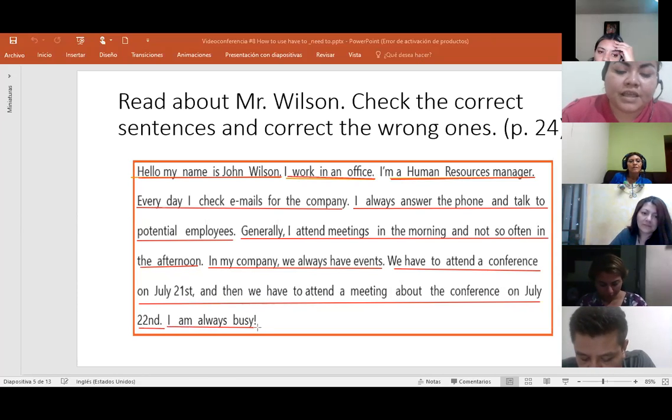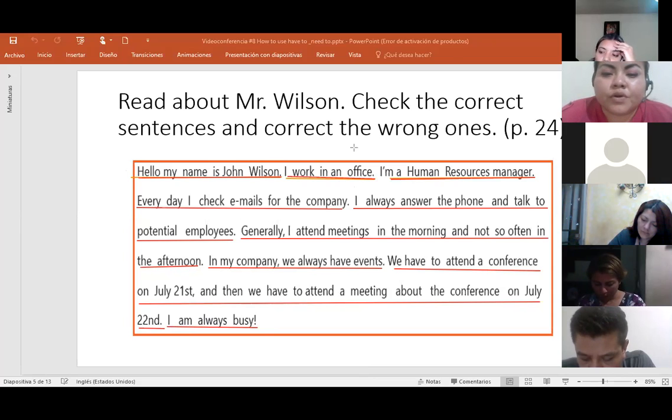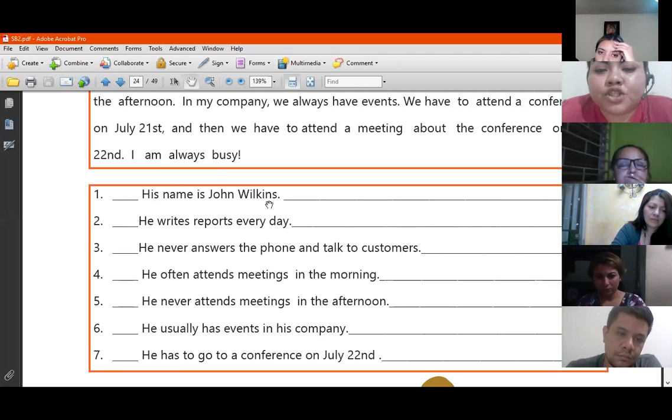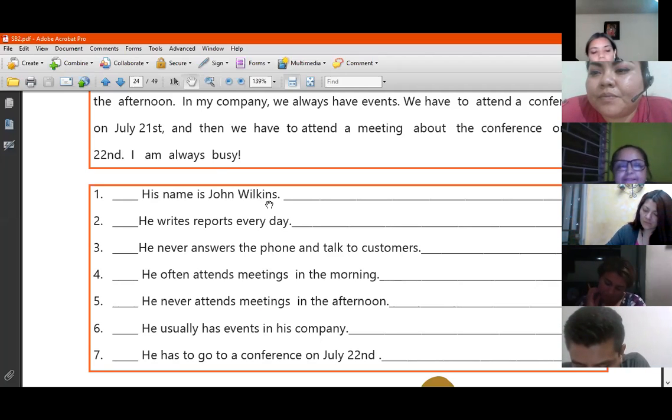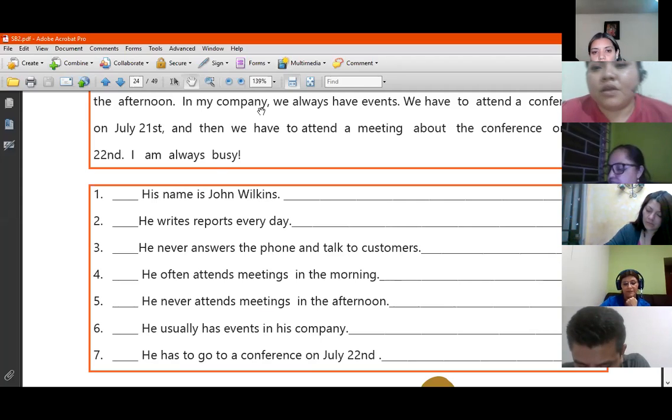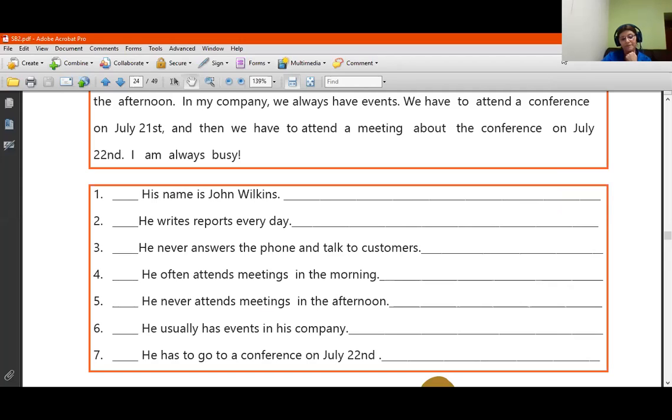Very good. We have then the different sentences that we have in the composition, okay? Now, if we read this, we are going to also check on our book. What does it say here on the book? His name is John Wilkins. Is this correct, Angie? No, okay. What is the answer? John Wilson. Okay, so very good.